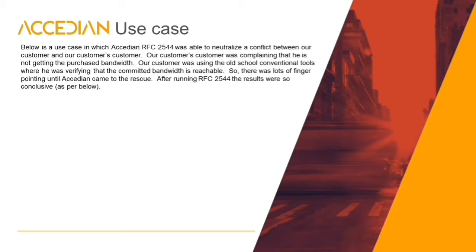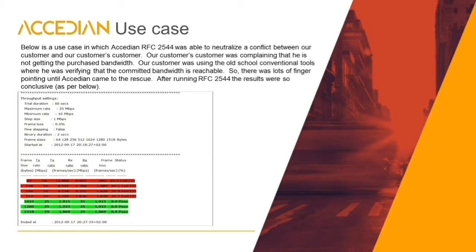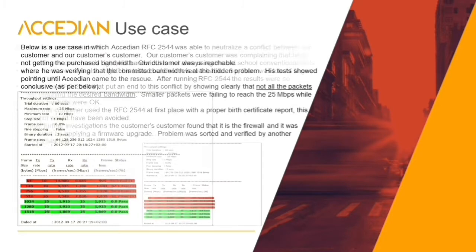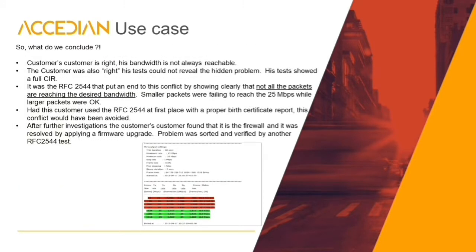After Accedian came to the rescue, deploying the solution and running the RFC 2544, the results were very conclusive as below. The report, the birth certificate, was generated, and as you see, while trying to test and push to 25 megs of throughput, we see that the 64, 128, 256, and 512, so all the small to medium packets, were not reaching the 25 megs. They were only doing 10 megs. That's very strange. The larger packets were okay. So what do we conclude?